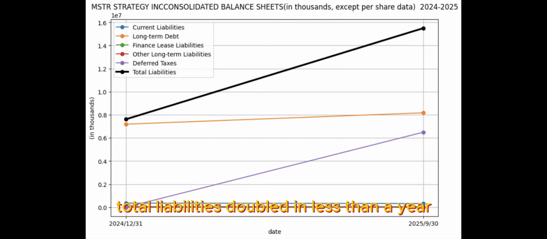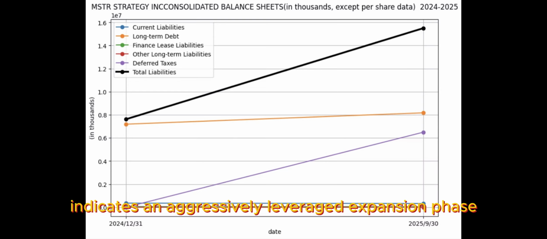MSTR's total liabilities doubled in less than a year, surging from $7.6 billion to $15.5 billion. This vertical growth, driven by long-term debt, indicates an aggressively leveraged expansion phase.